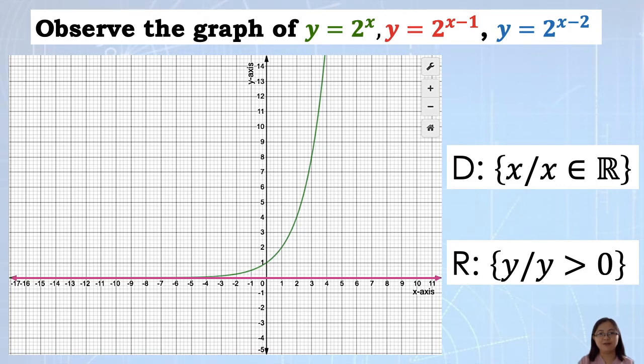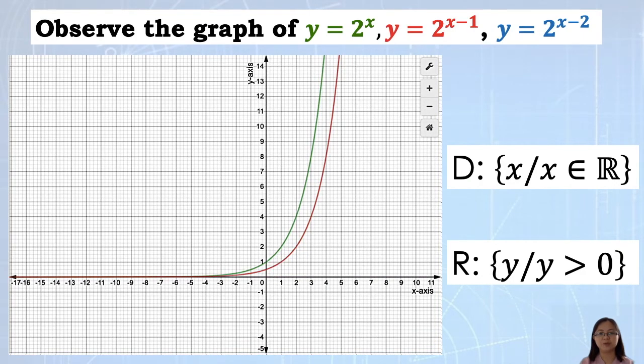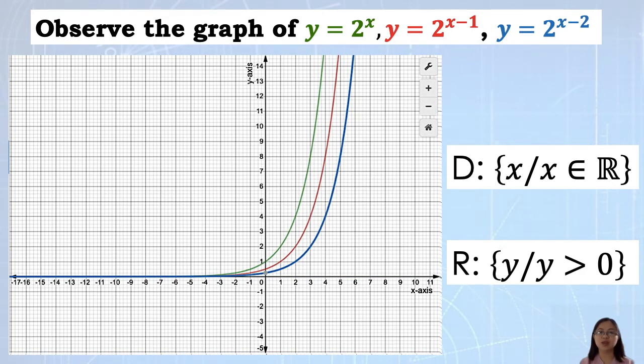Let's graph a different form: y is equal to 2 raised to x minus 1. What have you observed when it comes to the domain? Yes, it's any real number. And for the y or the range, it also has a horizontal asymptote as it approaches 0. Therefore, it's the same as the parent function: the set of all y such that y is greater than 0. Let's graph another one. We have y is equal to 2 raised to x minus 2. And what have you observed?